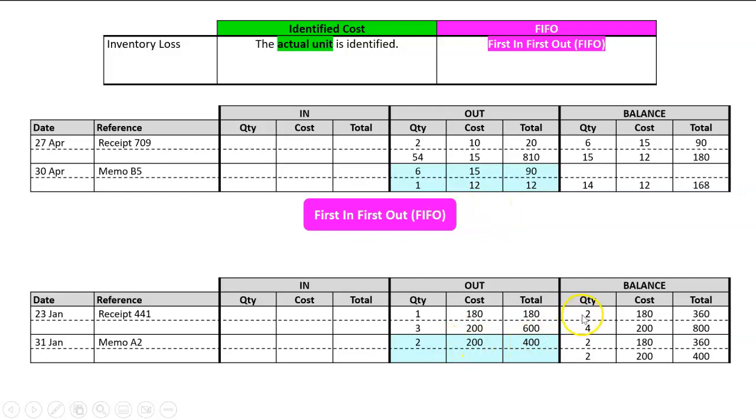Whereas with this one, the day before we had 2 at 180 and 4 at 200, and the 2 that went out are from the $200 pile, so that's not the first in. The first in here is 180, so that's come from the second pile, so this one's got to be identified cost.